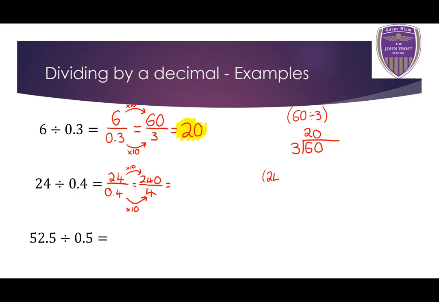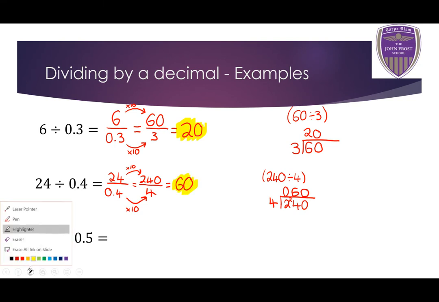So for the bus stop, I'm going to be solving what is 240 divided by 4. So 4 goes on the outside, 240 goes underneath. How many 4s are in 2? None, because it's too big. Carry the 2. How many 4s in 24? Well, there's 6. And then there's no 4s in 0 and no remainders. So 240 divided by 4 is 60. And that is also the answer to our original question, because 240 divided by 4 is the same as 24 divided by 0.4.